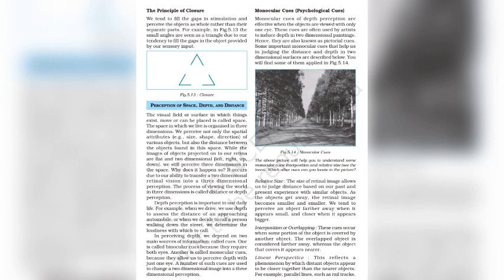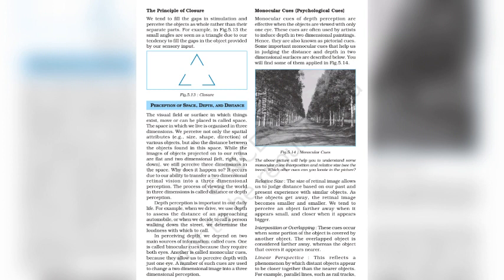The brain interprets a large retinal disparity to mean a close object and a small retinal disparity to mean a distant object, as the disparity is less for distant objects and more for the near objects.